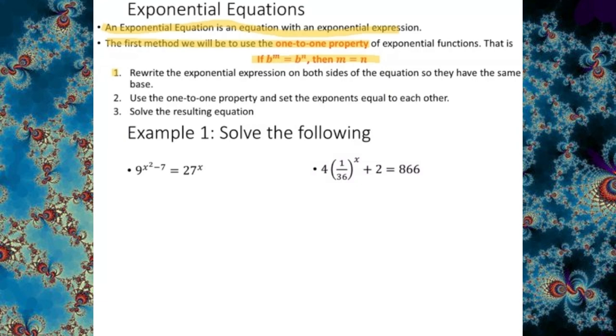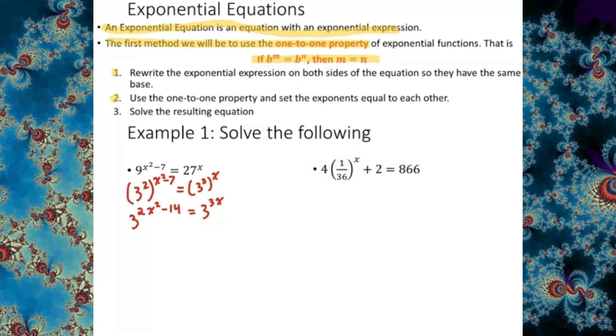If we look at 9 and 27, they're both powers of 3. 9 we know is 3 squared, 27 is 3 cubed. Now we can use the power to a power rule, which states if I have a power raised to another power, I can multiply the two exponents. 2 times x squared minus 7 is 2x squared minus 14. 3 times x is just 3x. Now I've successfully rewritten both sides of my equation, so that way they're in the form of 3 to some power. Now I can go to step 2 and use the one-to-one property.